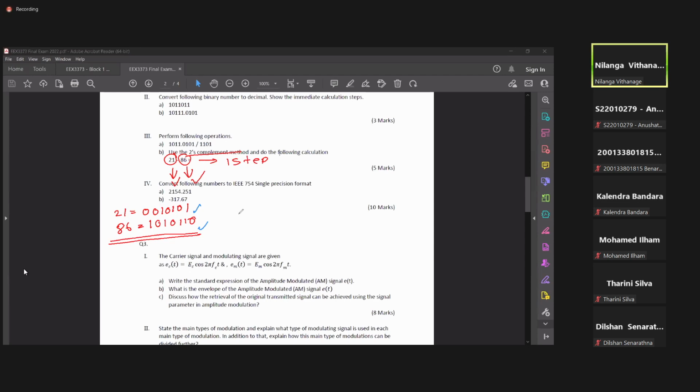Then you have to convert. You have to complement. You have to get step one. Let's say this is the 0th step. Step 1 is converting these numbers into 1's complement numbers, right?